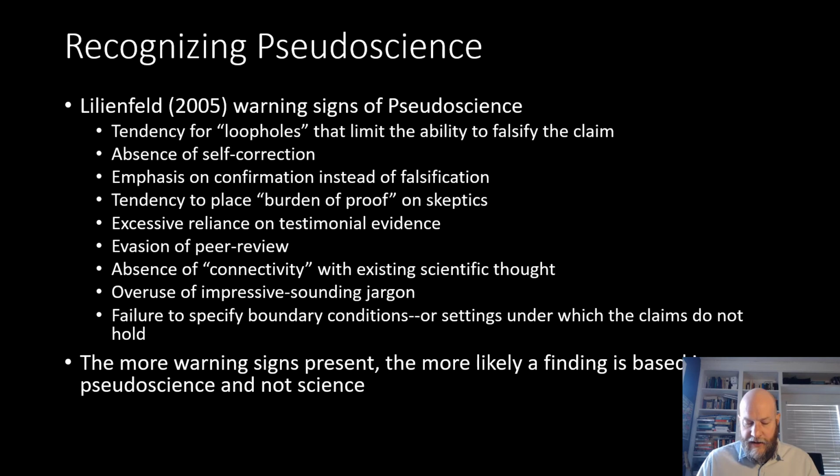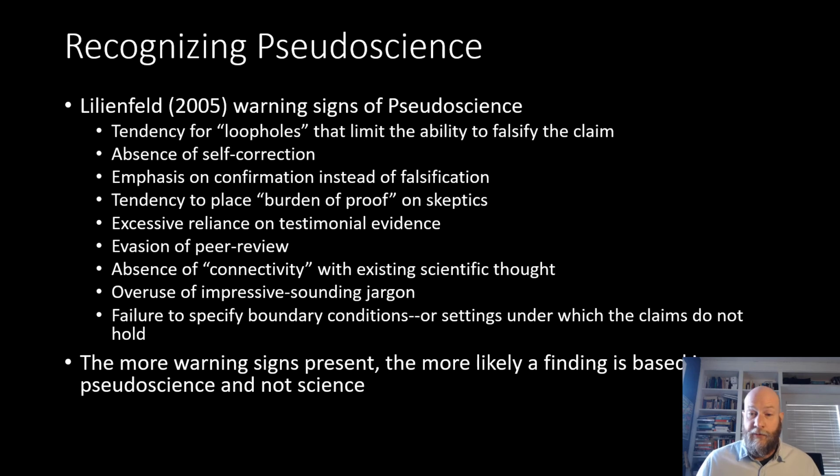And then finally, a failure to specify boundary conditions or settings under which the claims don't hold. This is, again, a way to limit the falsifiability and emphasize confirmation instead of falsification. Essentially, there is no hard and fast rule for when you're dealing with pseudoscience. These are all sort of guidelines for looking at it. But the more warning signs that are present, the more of these boxes you can tick on this bullet list here, the more likely it is that what you're dealing with is pseudoscience and not science.